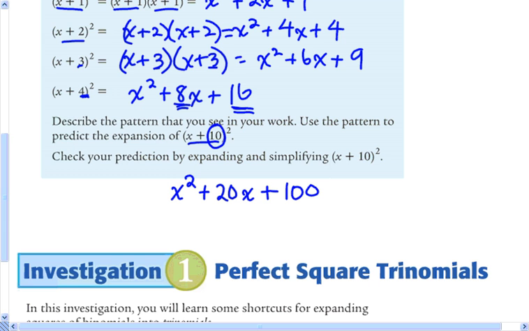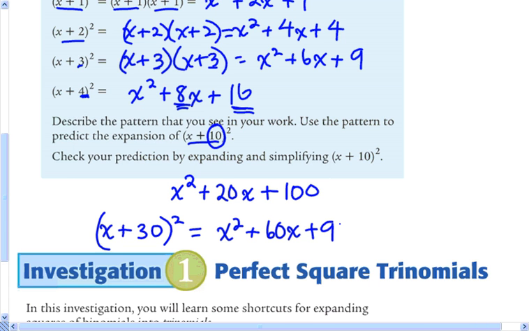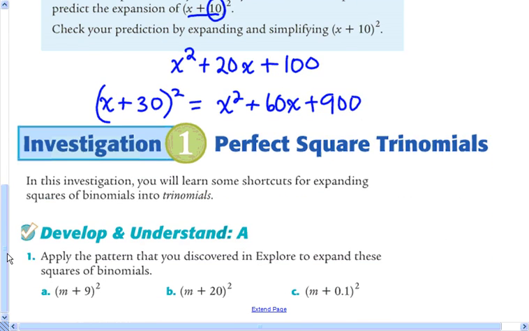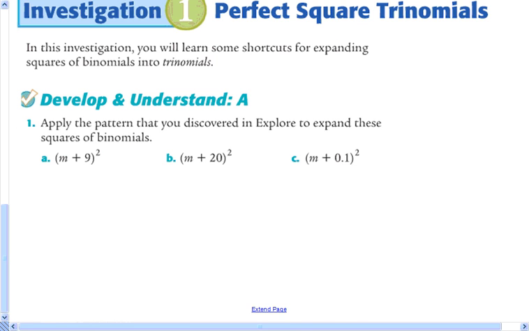And just one more quick example like that. Let's say we have x plus maybe 30 squared. So we're going to get x squared. If you double 30, you get 60, so it'll be plus 60x. And then if you multiply 30 by itself, you get 900. So that would look like that. So you can go ahead and apply that pattern that we just discovered there in these. We can do that in class. And let's move on and look for some new patterns here.